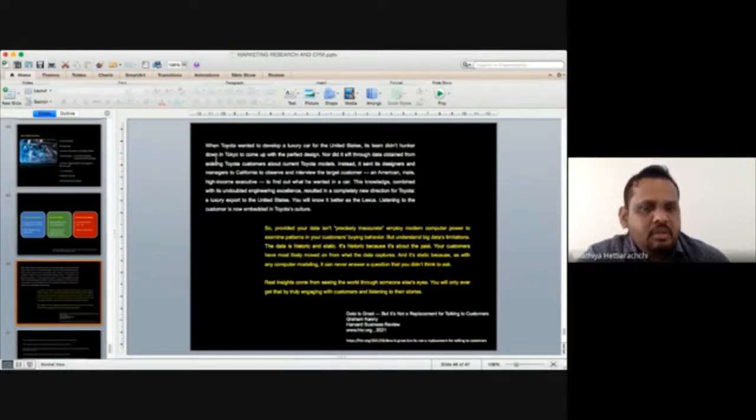The first one says, when Toyota wanted to develop a luxury car for the United States, its team didn't hunker down in Tokyo to come up with the perfect design, nor did it sift through database obtained from existing Toyota customers about current Toyota models. Instead, it sent its designers and managers to California to observe and interview the target customers. An American male high-income executive, to find out what he wanted in a car. This knowledge, combined with its undoubted engineering excellence, resulted in a completely new direction for Toyota, a luxury export to the United States. You will know it better as the Lexus. Listening to the customer is now embedded in Toyota culture.